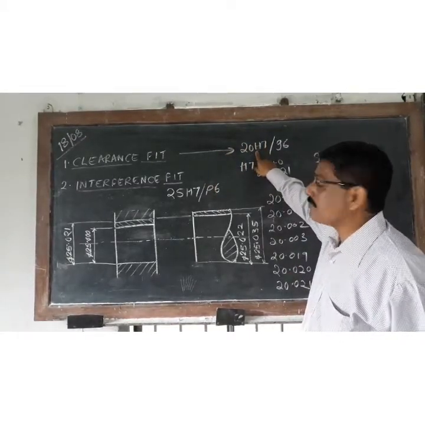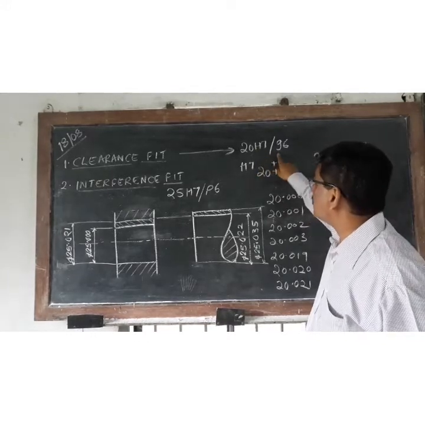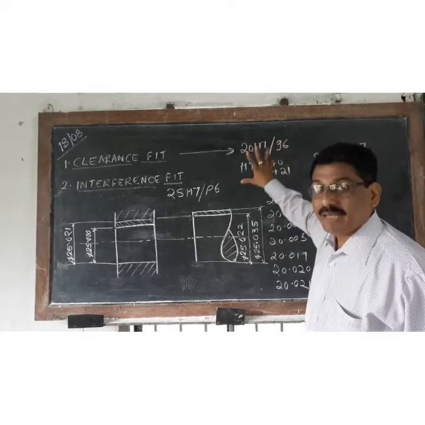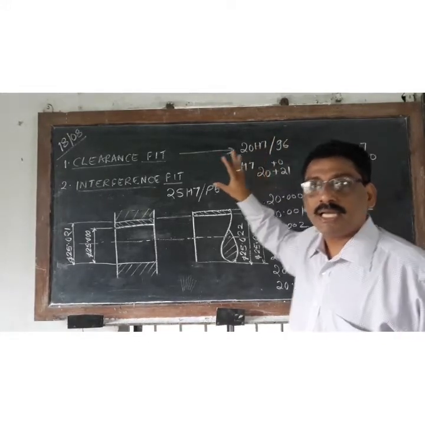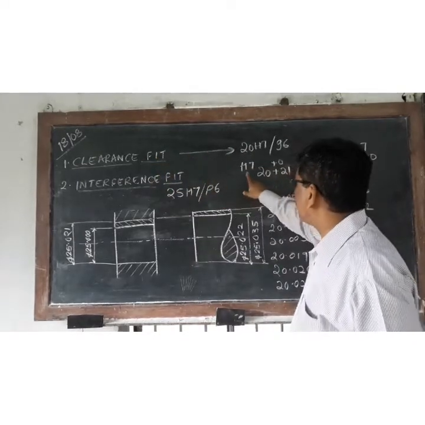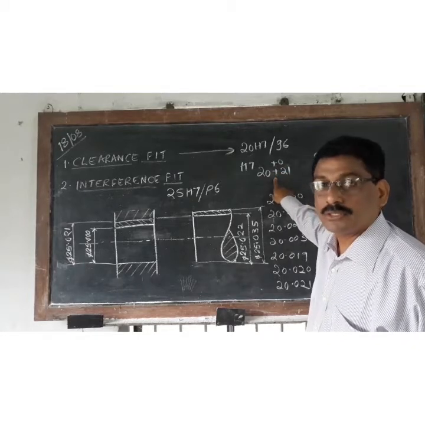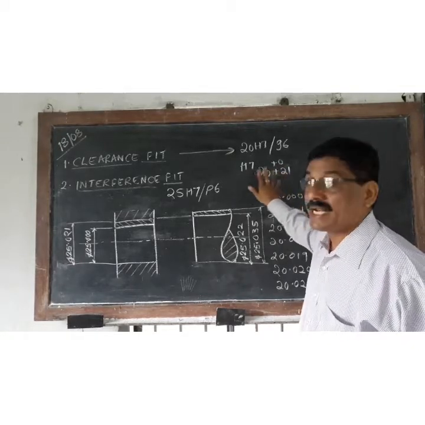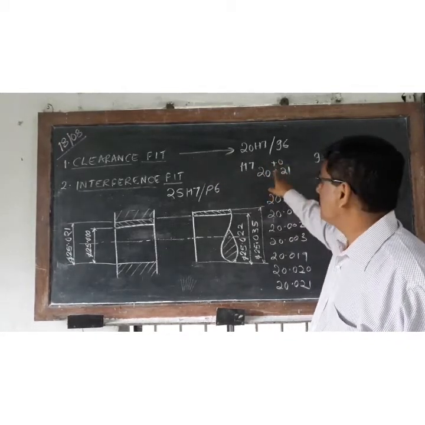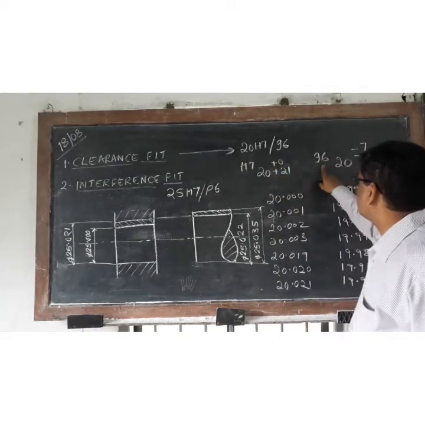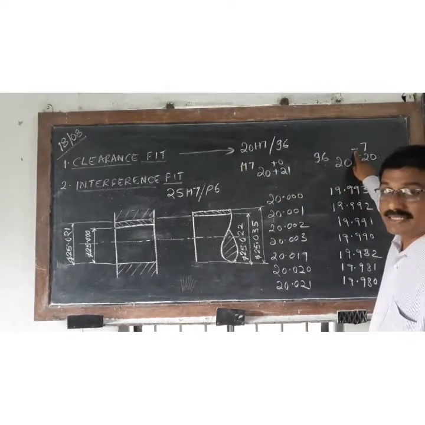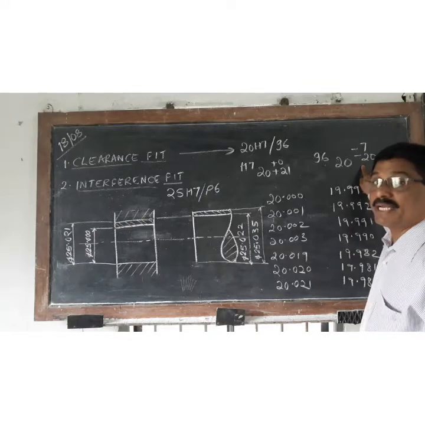Capital letter belongs to the hole and small letter belongs to the shaft. From the table, it is already there in your textbook. H7 means it is 20 plus 0 and plus 21 microns. This belongs to the clearance fit that I am explaining now. Plus 0 and plus 21. g6 means 20 minus 7 microns and minus 20 microns.